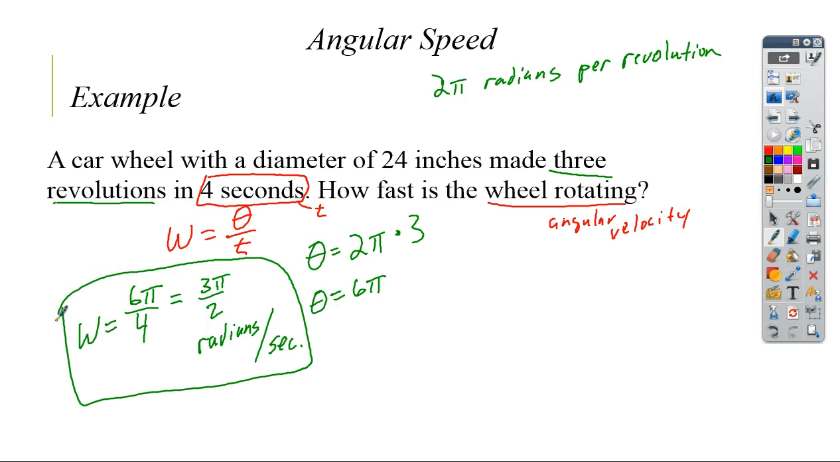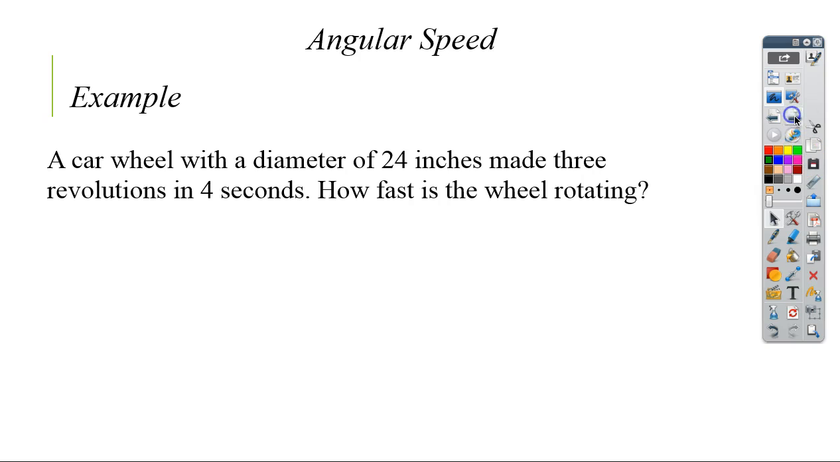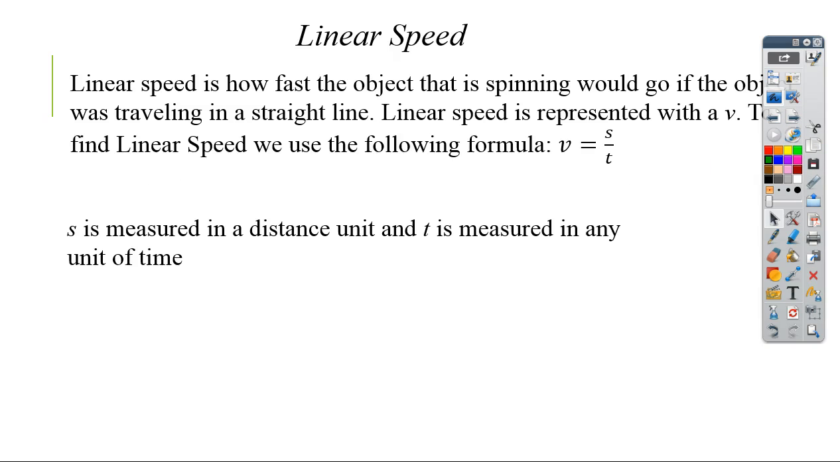And there I am. So that's angular speed. Let's talk about linear speed. Okay, so in linear speed, guys, it's how fast the object that is spinning would go if the object was traveling in a straight line.